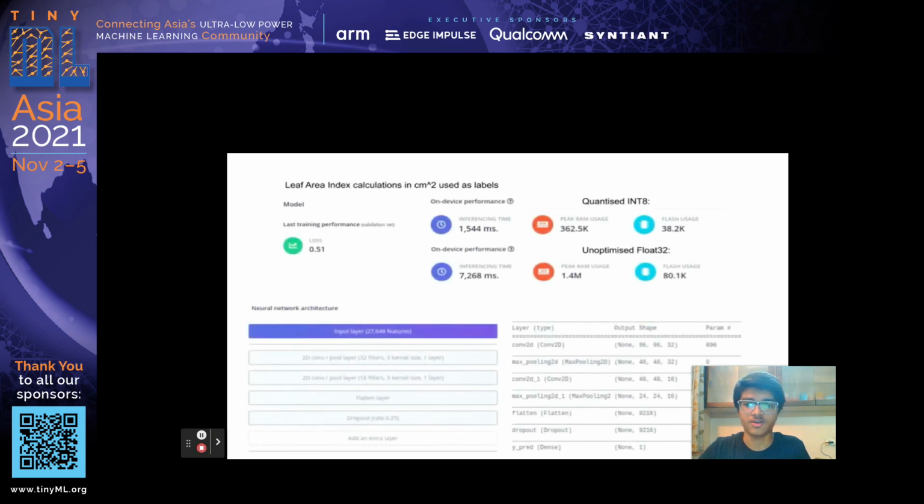A loss of 0.51 was obtained with an inferencing time of 1.5 seconds, which enables a real-time data collection system as well as a regression modeling system.